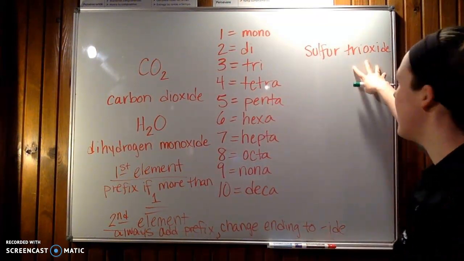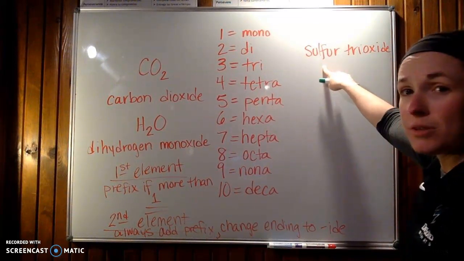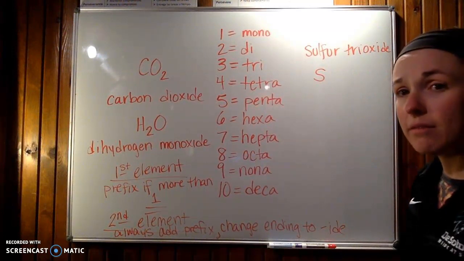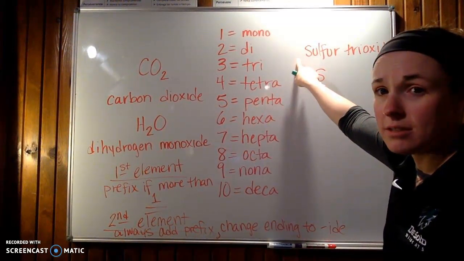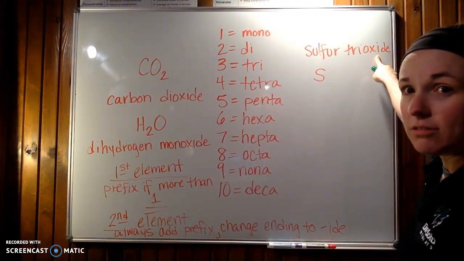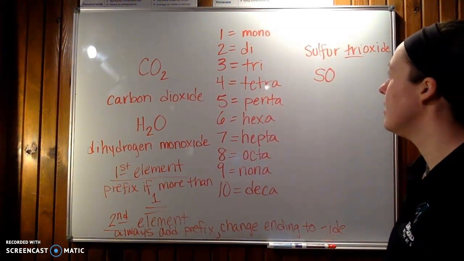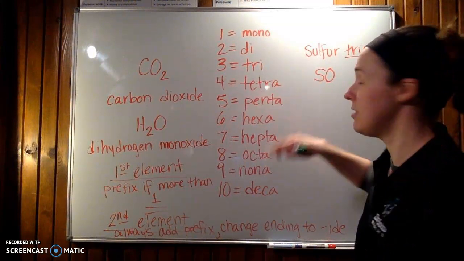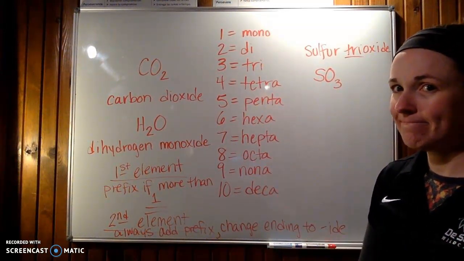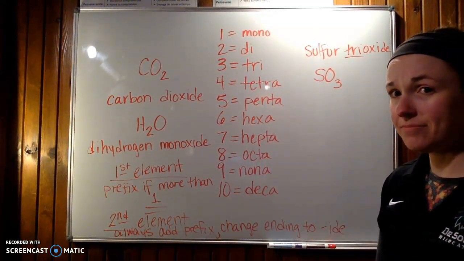Okay, so sulfur trioxide. If we're going to do this, we just have to figure out what the symbols are. You know the symbol for sulfur is S. How many of them are there? There's only 1. How do you know? There's no prefix. Done with that part. Trioxide, that's oxygen. You know oxygen is O. The prefix on it is tri, so that means there are 3 oxygens. So your formula is SO3. No tricks, no weirdness, just prefixes, 1 through 10.